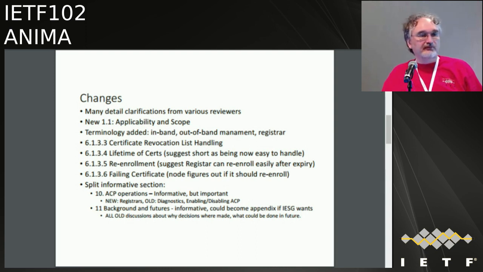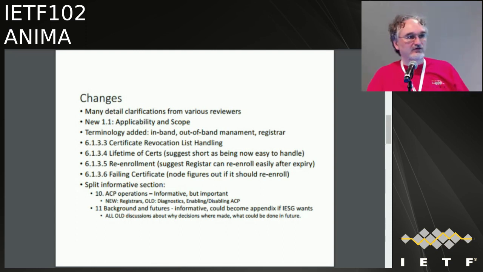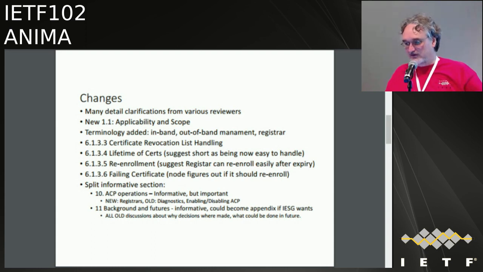We had a lot of informational text in the document at the end, which I split up into 2 sections. One is what I consider to be really the important stuff, even though it can only be informational because it's all the operational aspects. That's the new section about registrars that I'm going to talk about, and then the existing unchanged one, diagnostics and disabling the ACP. Those things are not related to protocols, but to operators, so unless we do a Yang model, this is informational here. The other stuff, the discussions about why we did things and what we could do in the future, I moved, and that might even go into an appendix through the final IESG review. I don't particularly like the ordering of appendices, but that's the point.